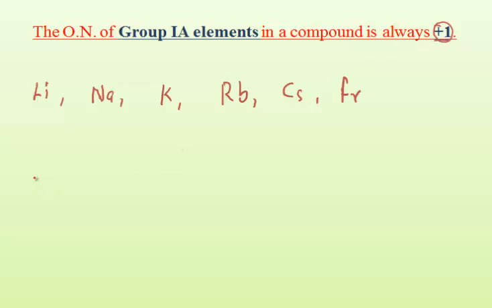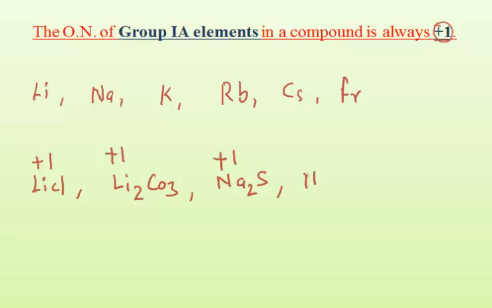For example, you can have lithium chloride. In lithium chloride, lithium is a group 1A element and it shows plus 1 oxidation number. We can have some more examples. Lithium carbonate, lithium shows plus 1 oxidation number. You can have sodium sulfide and it shows plus 1 oxidation number. We can have sodium carbonate, sodium shows plus 1 oxidation number. We can have potassium oxide, potassium shows plus 1 oxidation number. Here we can say that if any of these group 1A elements are present in a compound, they always show plus 1 oxidation number.